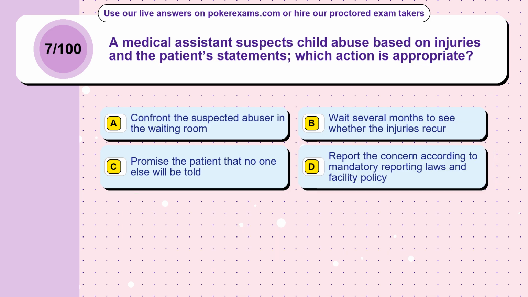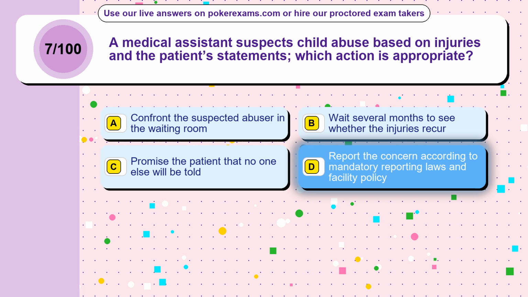Question 7. A medical assistant suspects child abuse based on injuries and the patient's statements. Which action is appropriate? Option A. Confront the suspected abuser in the waiting room. Option B. Wait several months to see whether the injuries recur. Option C. Promise the patient that no one else will be told. Option D. Report the concern according to mandatory reporting laws and facility policy.